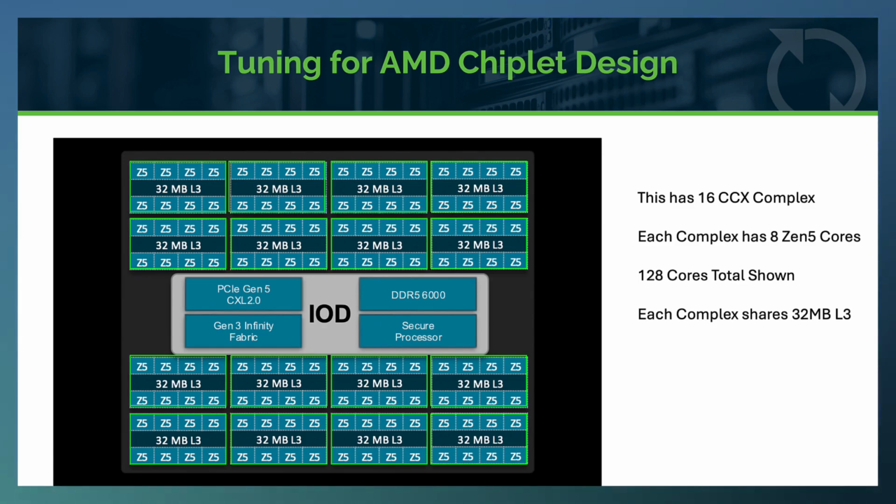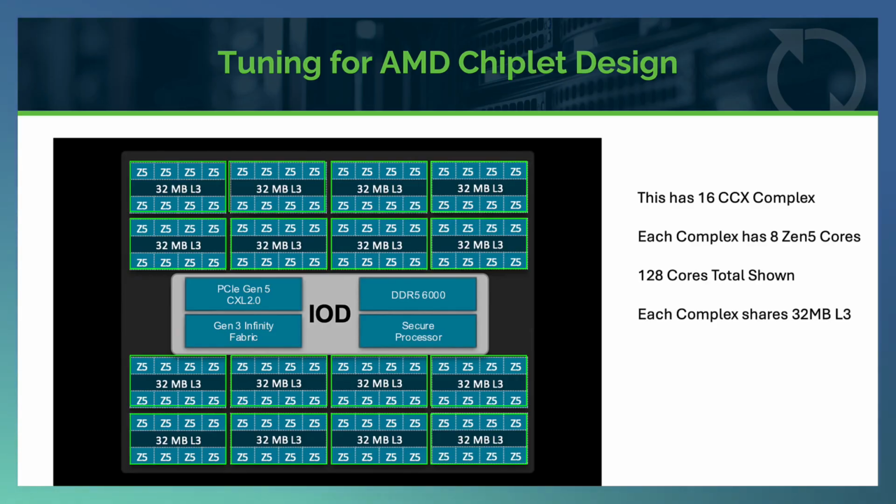I want to talk a little bit about tuning for AMD chiplet design. So I mentioned before that the chips are actually like 8 little Zen 5 cores, and each one of those complexes has 8 of them and shares a cache. And in this particular diagram here, there's 16 of those little 8-core chiplets. So that means we have 128 total cores in this box.